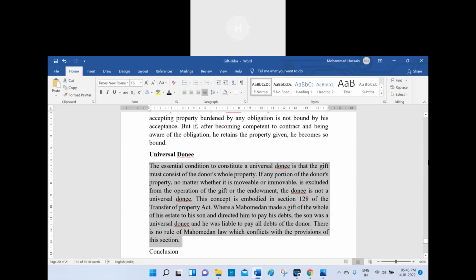What did you understand about Section 128? Universal donee. Once he takes the assets, he should also be liable for the debts, sir. That is an onerous gift.